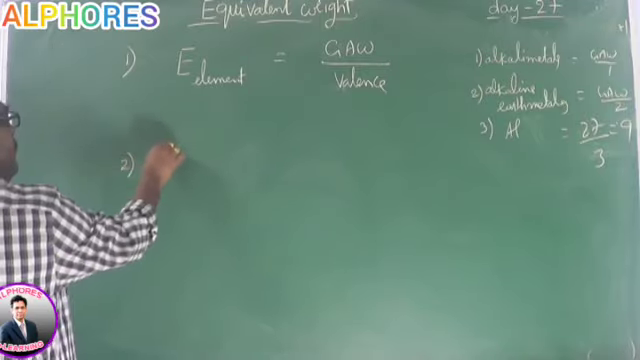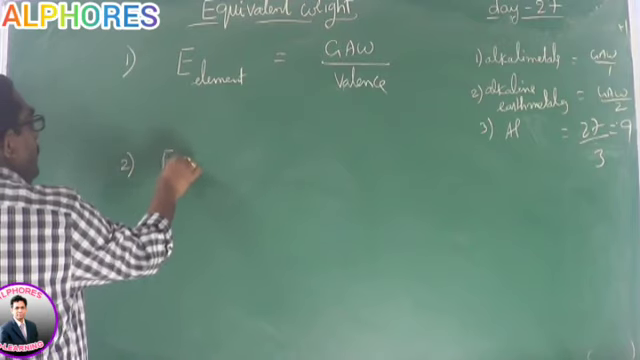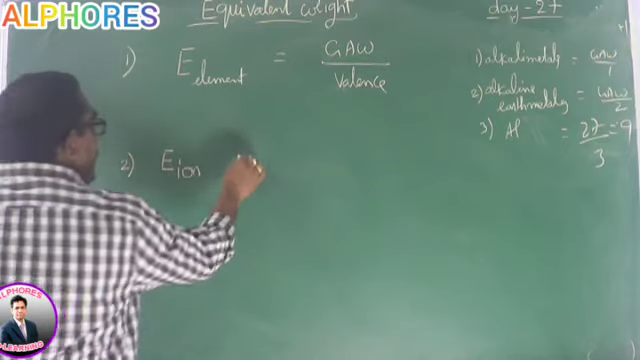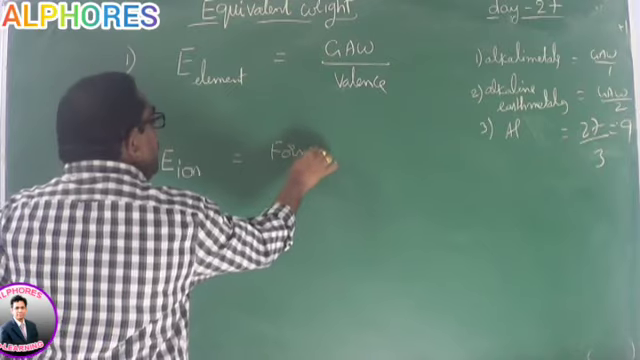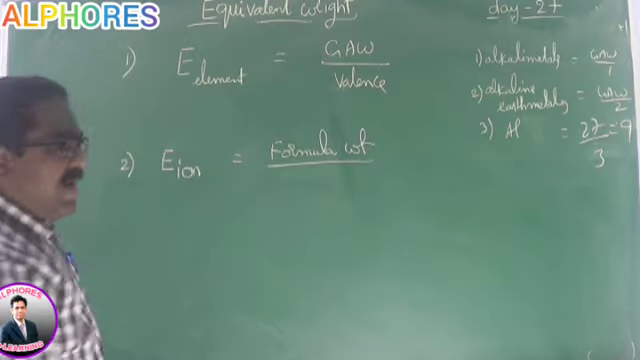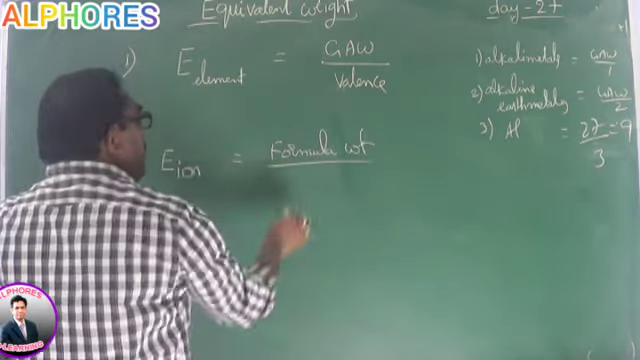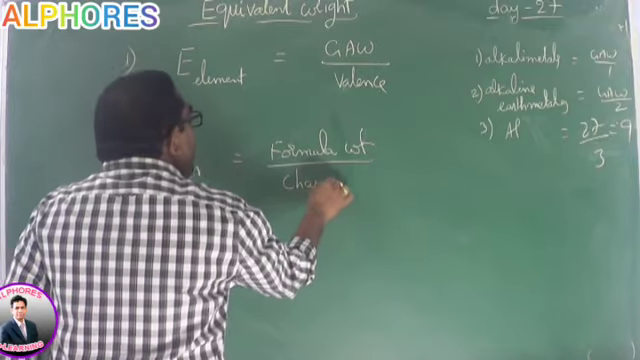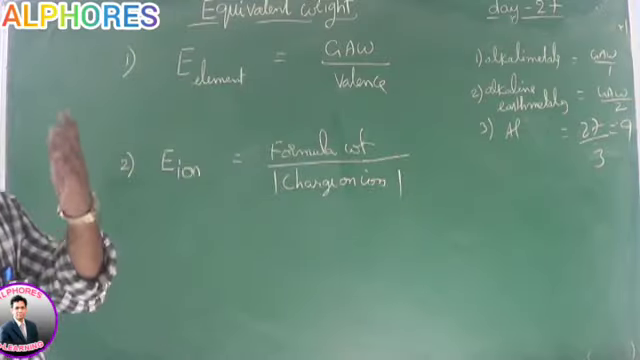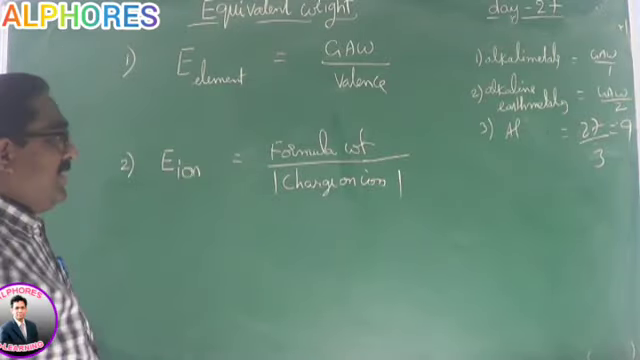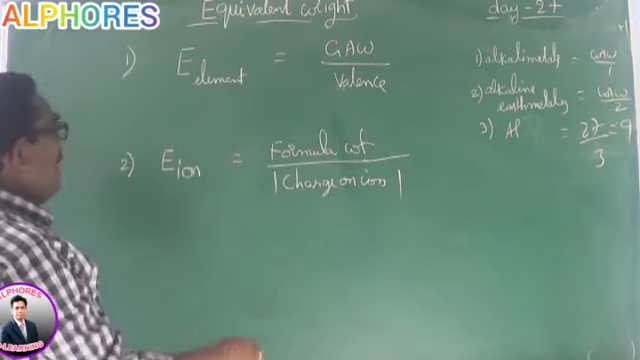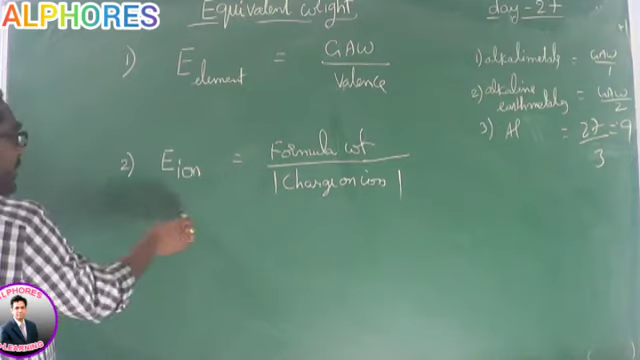Now, let me go for the equivalent weight of an ion. Equivalent weight of ion equals formula weight divided by charge on the ion. Students, don't get confused, only the magnitude you have to take. I am going to take the modulus. No need of plus or minus, only the magnitude of the charge on the ion. Let me explain two or three examples for this.